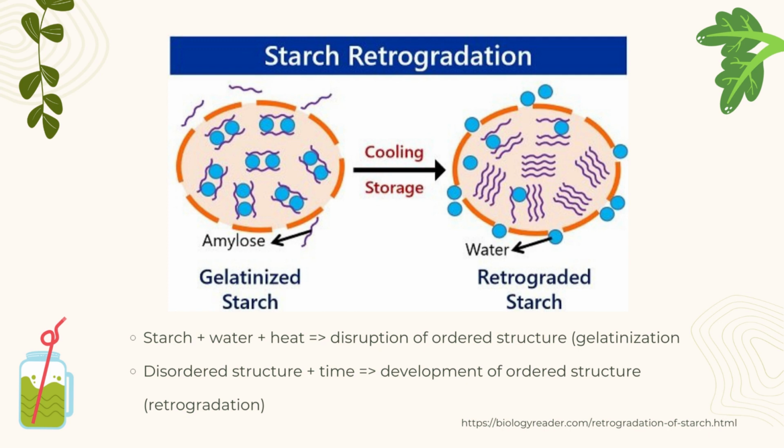This final slide is to highlight the difference between gelatinization and retrogradation. Retrogradation cannot happen without gelatinization. So gelatinization happens by heating the starch in excess water that causes disruption of ordered structure, and then this disordered structure plus time can develop an ordered structure again, which is retrogradation.